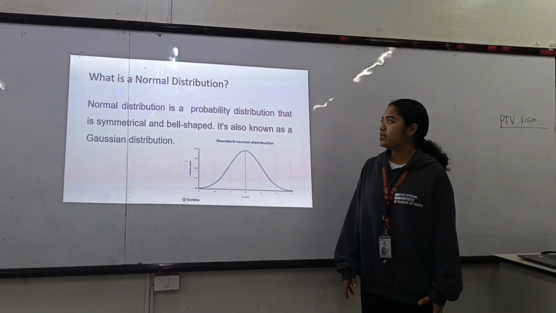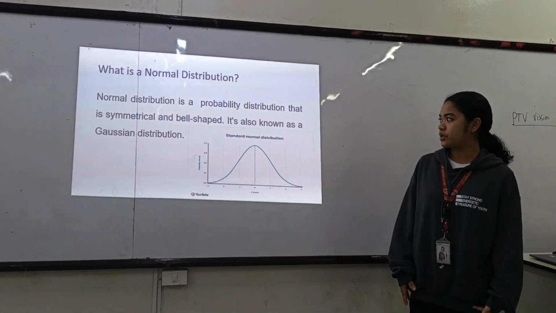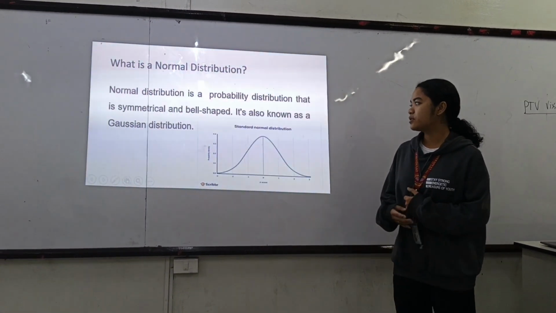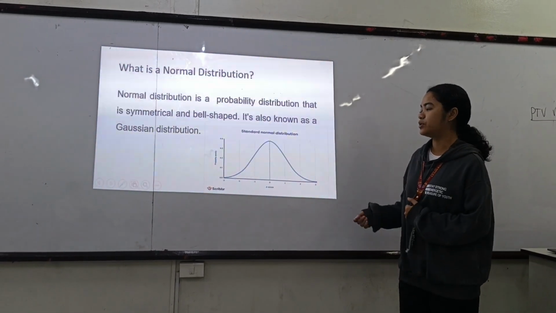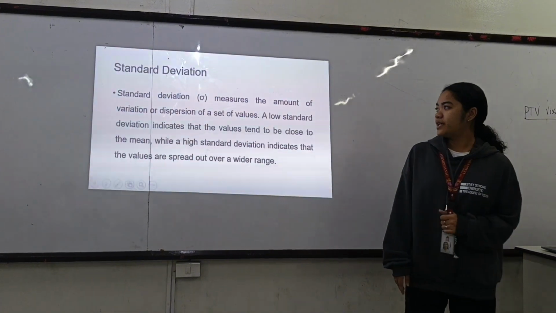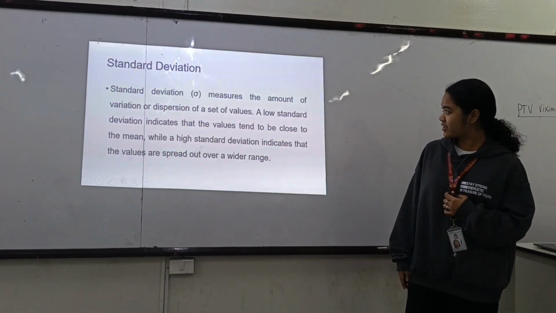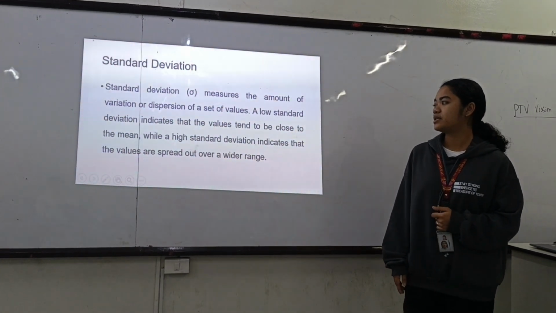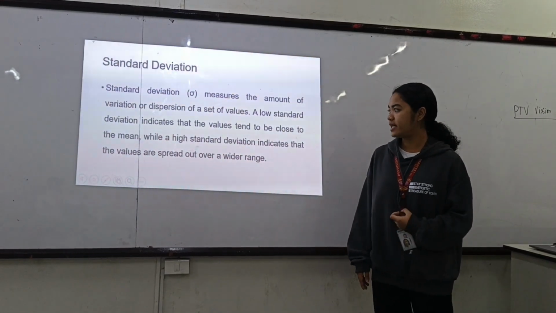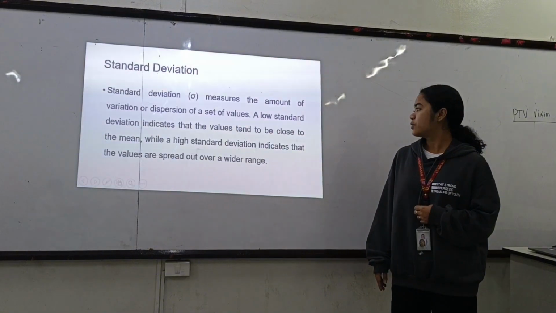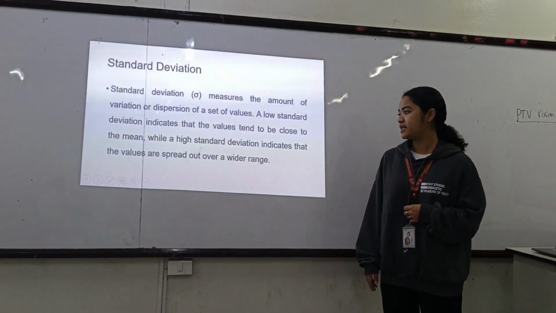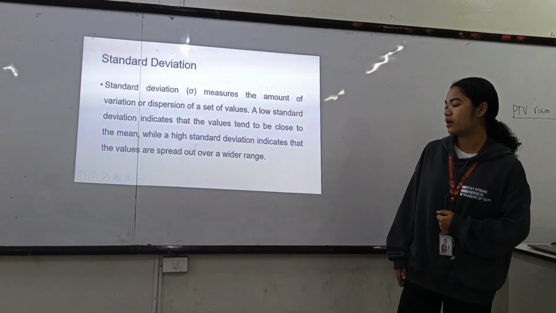So what is normal distribution? Normal distribution is a probability distribution that is symmetrical and bell-shaped, and it's also known as the Gaussian distribution. Standard deviation measures the amount of variation or dispersion of a set of values. A low standard deviation indicates that the values tend to be close to the mean, while a high standard deviation indicates that the values are spread out over a wider range.